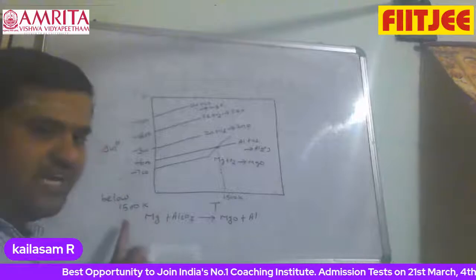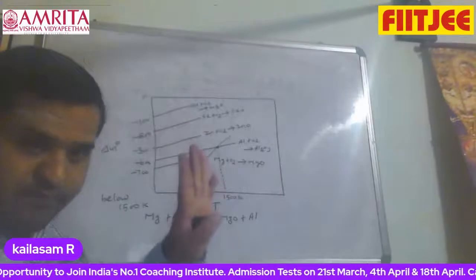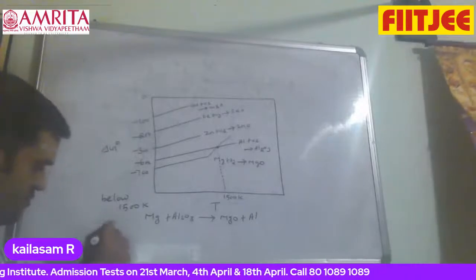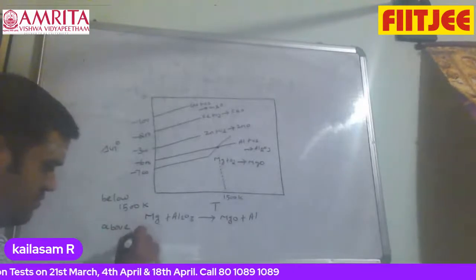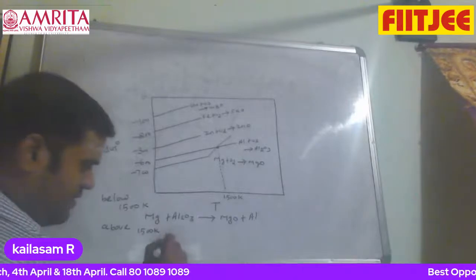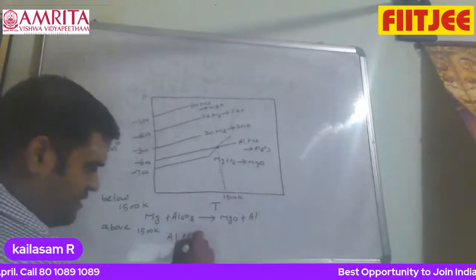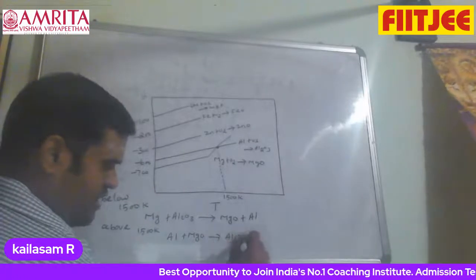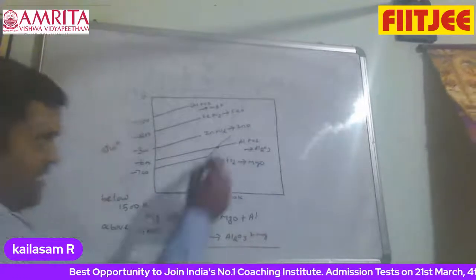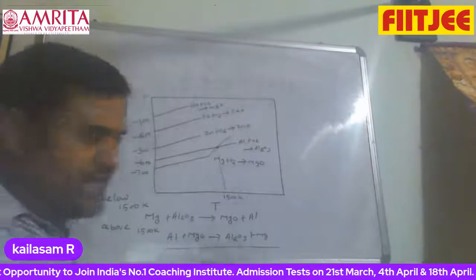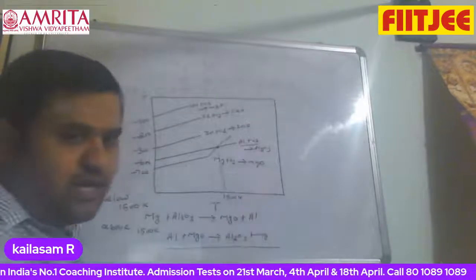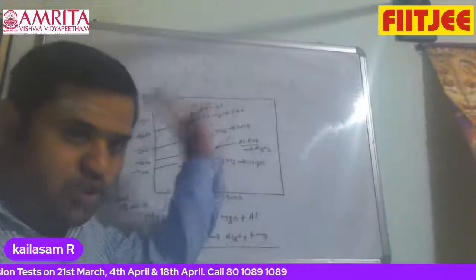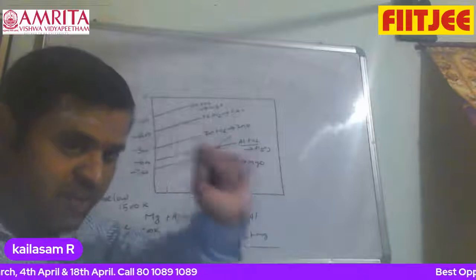Suppose at 1500 Kelvin, the reaction attains equilibrium. Above 1500 Kelvin, I can say that Al plus MgO gives Al2O3 plus Mg. Above 1500 Kelvin, aluminium acts as a very good reducing agent. That means whichever is lower on the line is a very good reducing agent compared to those above the line. That's the information given by the Ellingham diagram.